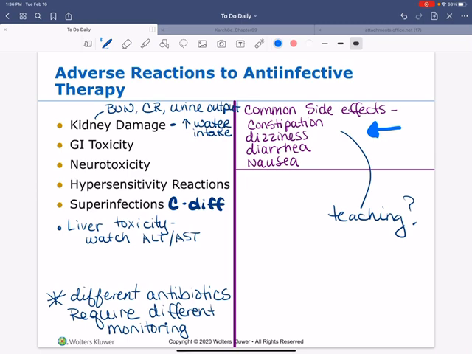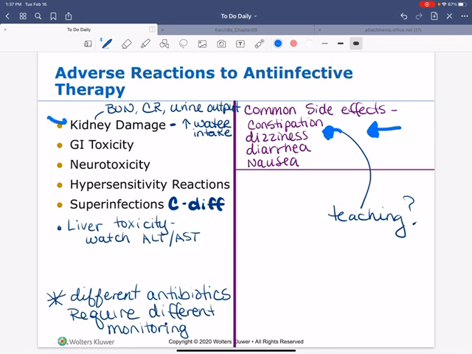So when we think about teaching, you're going to tell them these are common side effects. If this happens, if it becomes excessive over a couple days, if you're going several times a day, you need to call. But yet, if it's a specific antibiotic that you know causes electrolyte imbalance or severe diarrhea, then you say, if you get diarrhea, you call. Now, there's some other adverse reactions that we definitely want to pay attention to.